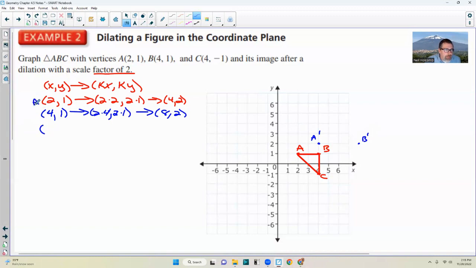So this was A, this was B, and this was C, and this is A prime, B prime, and C is the point 4, -1. And that is going to become our scale factor times 4, comma, our scale factor times -1. That gives us 2 times 4, which is 8, and 2 times -1, which is -2. And that's where C prime will end up. So I go over to 8 again and down 2, and that is C prime.